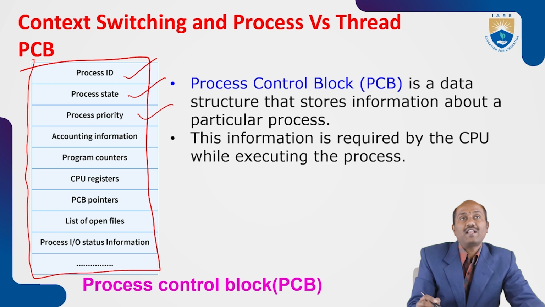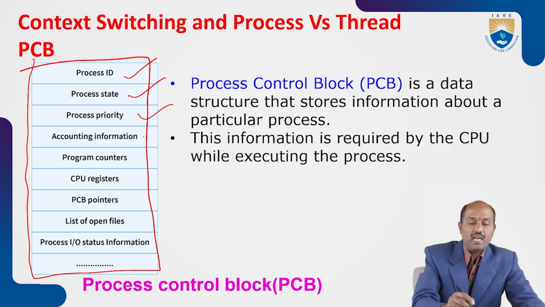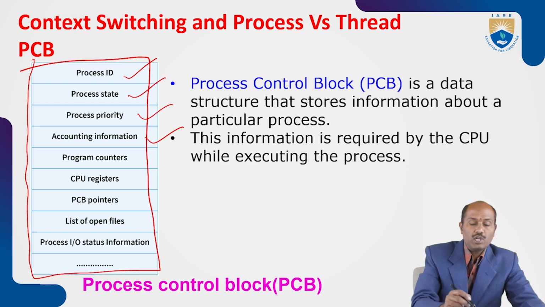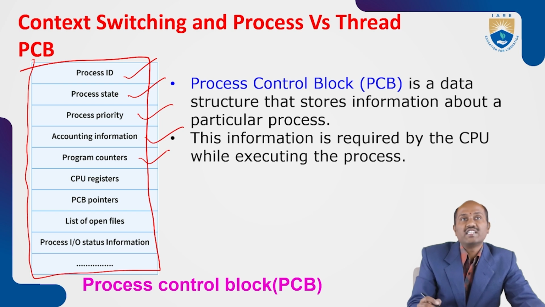Then the priority of the process: what is the main priority? That information contains process priority and accounting information. And what is the main purpose of accounting? When the process is created, the date, time, and updates and modifications are recorded. Then the program counter: what will be the next instruction to be executed? That information is contained in the program counter.